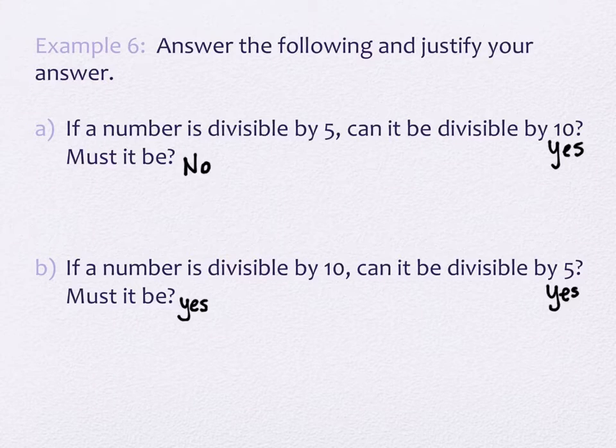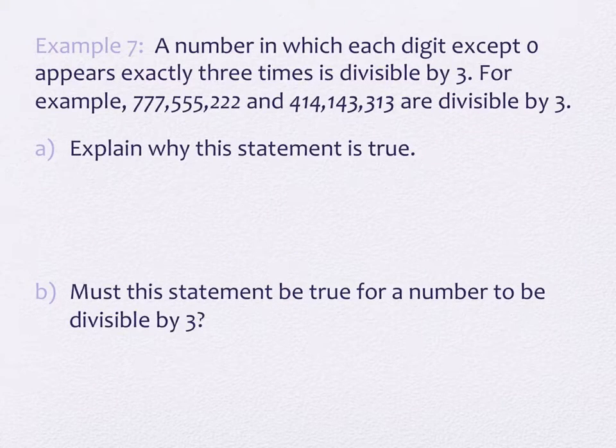All right, the next one's a fun one. A number in which each digit except 0 appears exactly 3 times is divisible by 3. For example, 777,555,222 or 414,143,313. They're divisible by 3. Why would that have to be true?